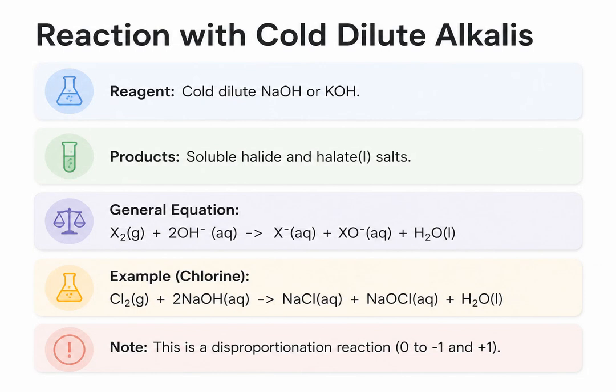Halogens react much more completely with alkalis than with water. If you bubble chlorine through cold, dilute sodium hydroxide, it undergoes disproportionation to form sodium chloride and sodium chlorate(I), commonly known as sodium hypochlorite. This resulting solution is actually the active ingredient in household bleach.